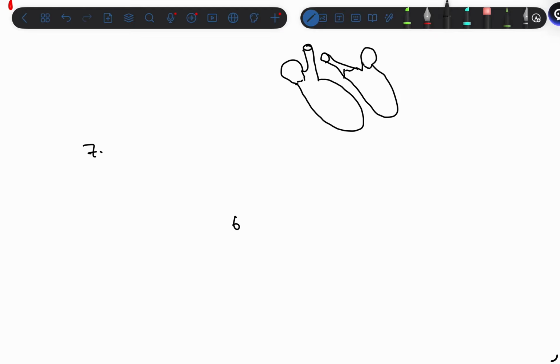This is the right atria and this is the right ventricle, and this is the pulmonary valve, this is the tricuspid valve. Okay, so normal cardiac function is that when the atria contract, they push the blood into the ventricles. Okay, so the ventricles start filling.